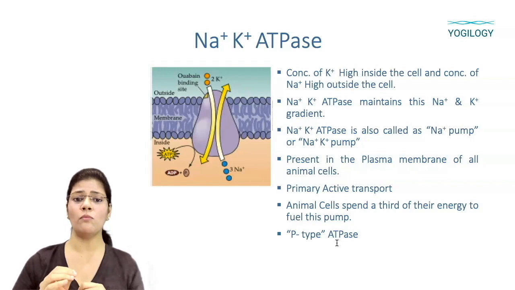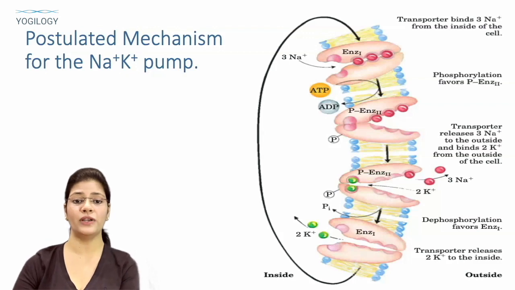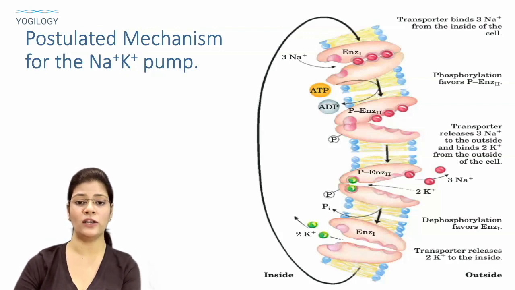Now, let's see a model for the pumping cycle of the sodium potassium pump. So, in the figure we can see the binding of intracellular 3 sodium ions and subsequent phosphorylation by ATP of the cytoplasmic phase of the pump induces a conformational change in the protein. Now, that transfers the 3 sodium ions across the membrane and releases them on the outside of the cell.